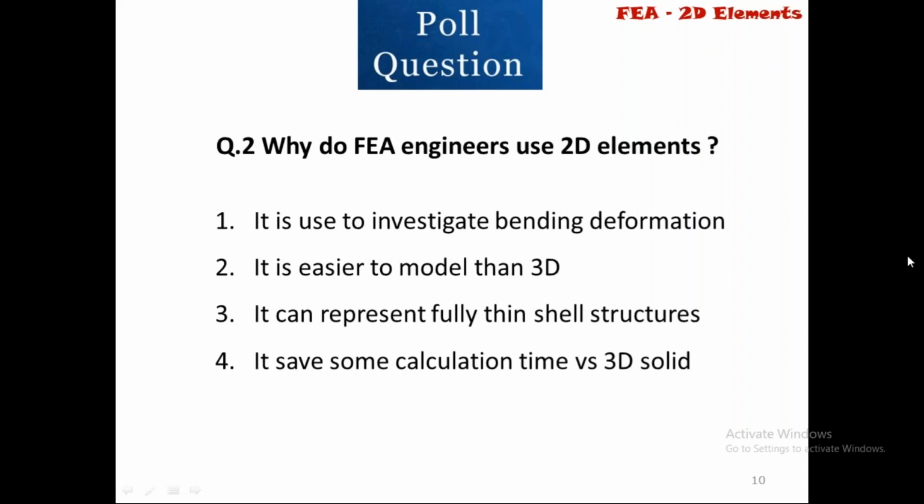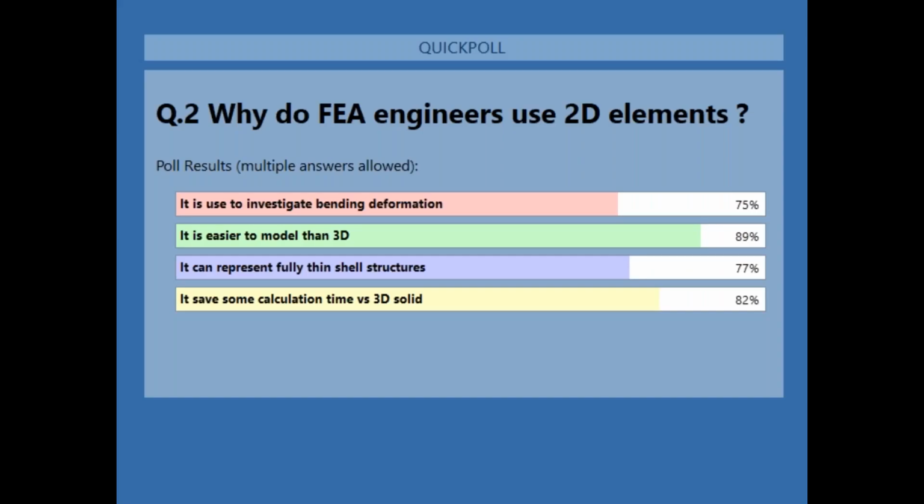Okay, thank you for your reply. Yes, all are correct answers. It is used to investigate bending deformation, maybe in the X direction or Y direction. It is easy to model, yes, this is also correct. It can represent fully thin shell structures, meaning 2D, thin structures. It saves some calculation time, obviously. 1D requires a small time, 2D requires more time, and 3D solid elements require more time as compared to 1D and 2D. Yes, all are correct.